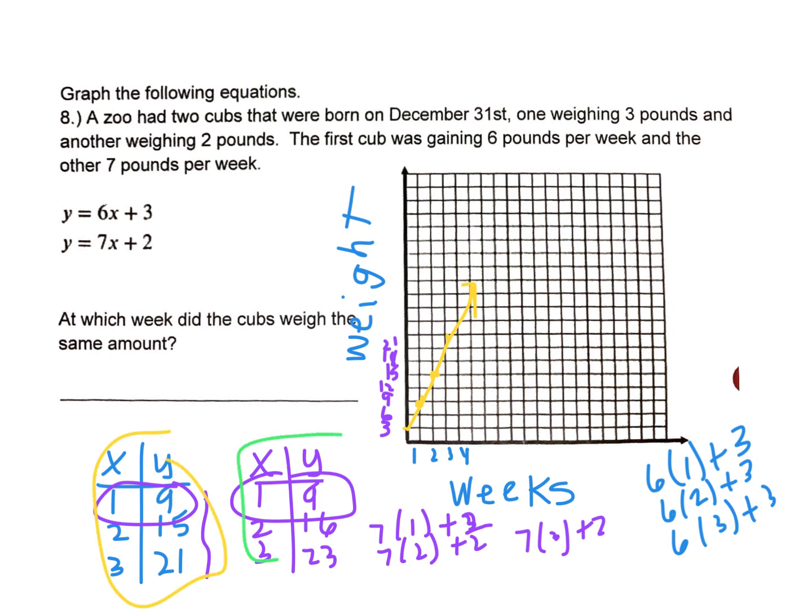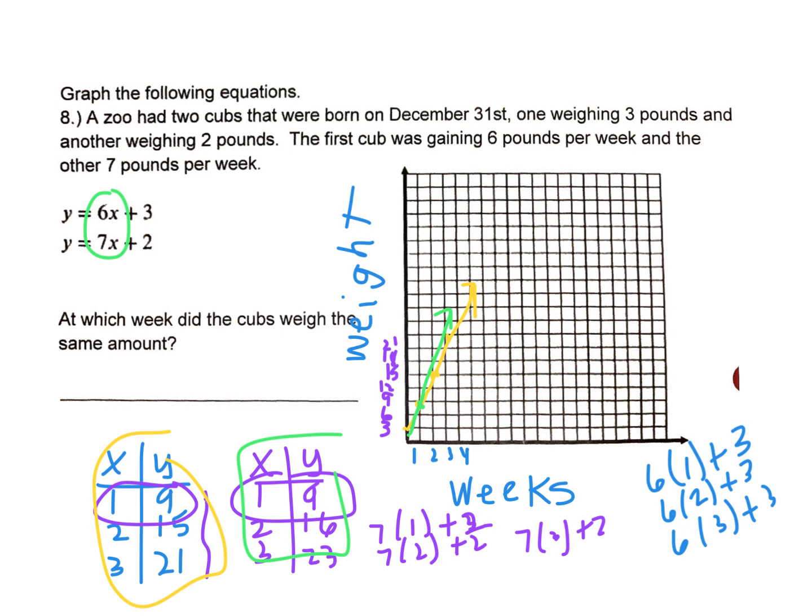I'm going to do this line in green. Over 1 up 9. Over 2 up 16. And over 3 up to 23. This one begins at 2. Okay. So it almost seemed like they were going to be similar or almost the same line, but the slopes are different. So I know because they have different slopes that they will eventually cross.